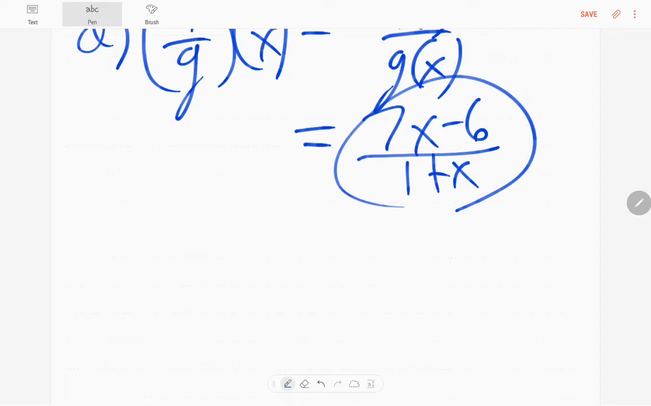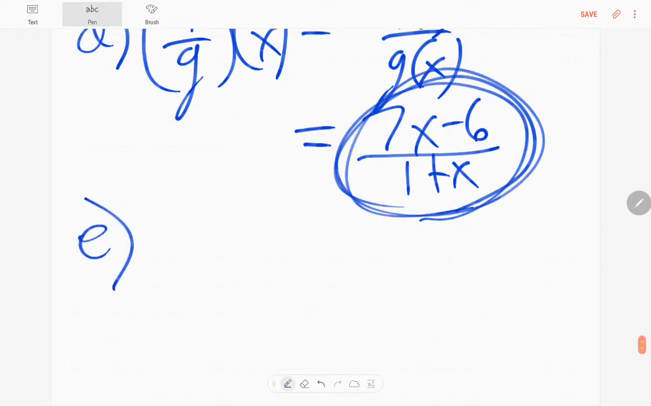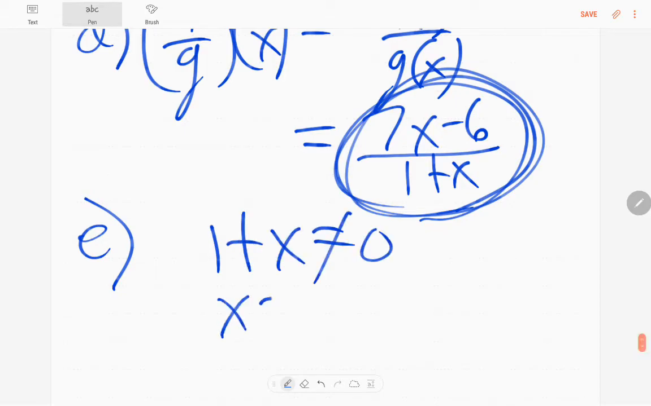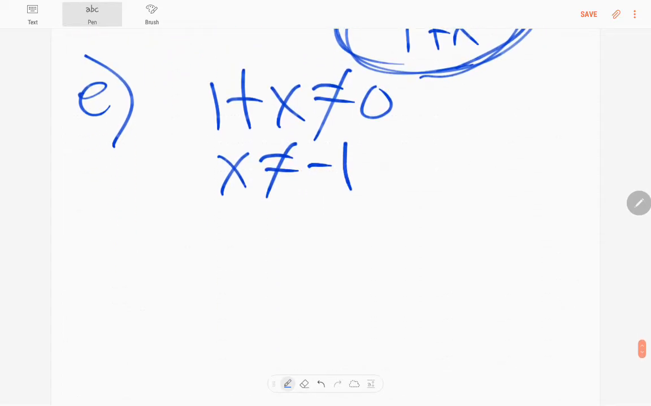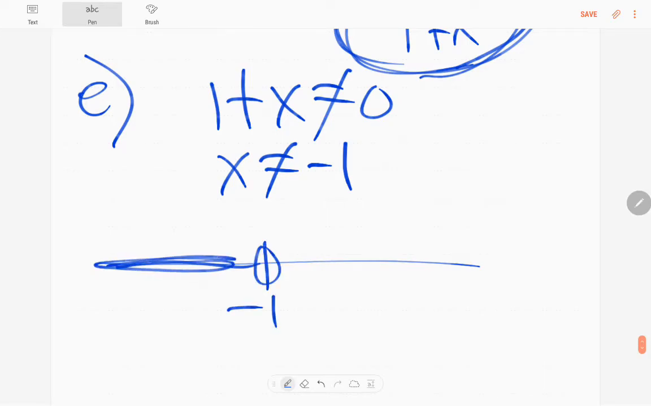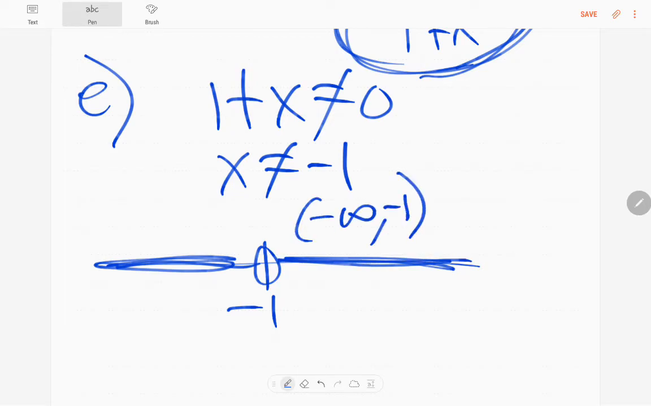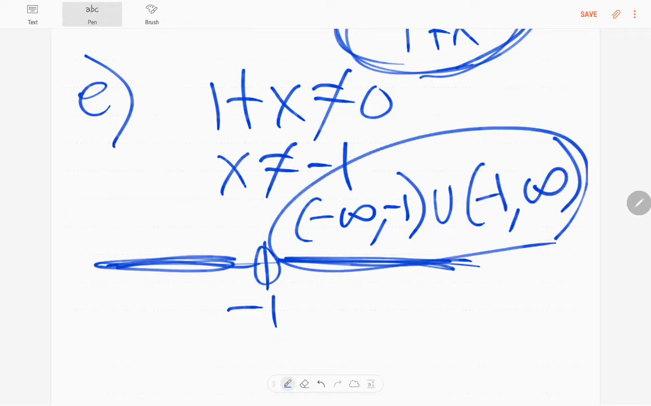And the last part says, what is the domain of the function f over g? And I'm talking about this guy. Well, remember, you cannot divide by 0, so 1 plus x can't be 0, which means x can't be -1 if you subtract 1 from both sides. But they want this thing in interval notation, so everything except -1, what does that mean? Well, it's everything to the left of -1 and everything to the right of -1. So it'd be negative infinity to -1, notice the parenthesis next to the -1, union -1 to plus infinity. And they want that thing in interval notation. You have to type it in yourself. That's not multiple choice.